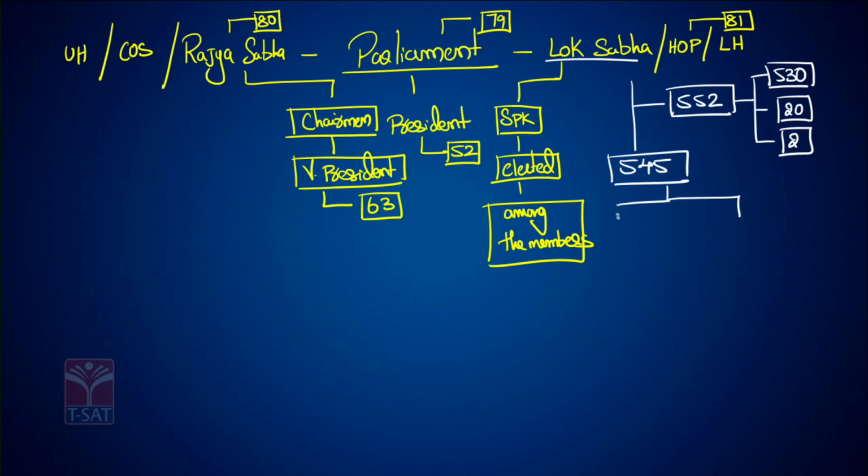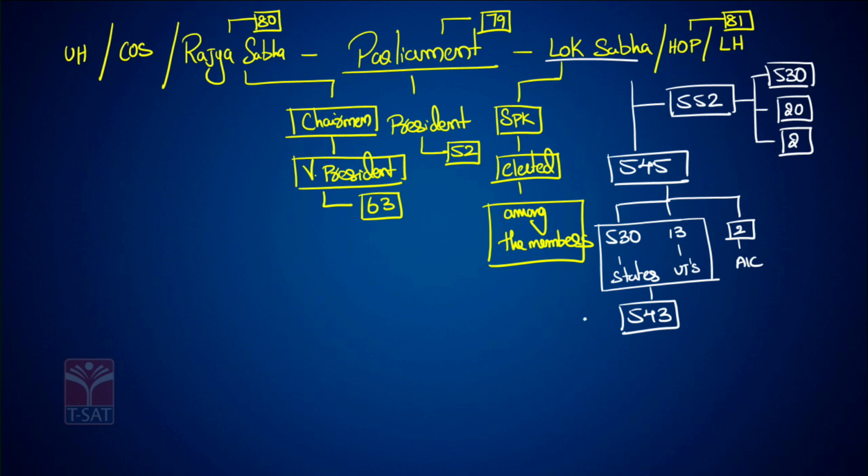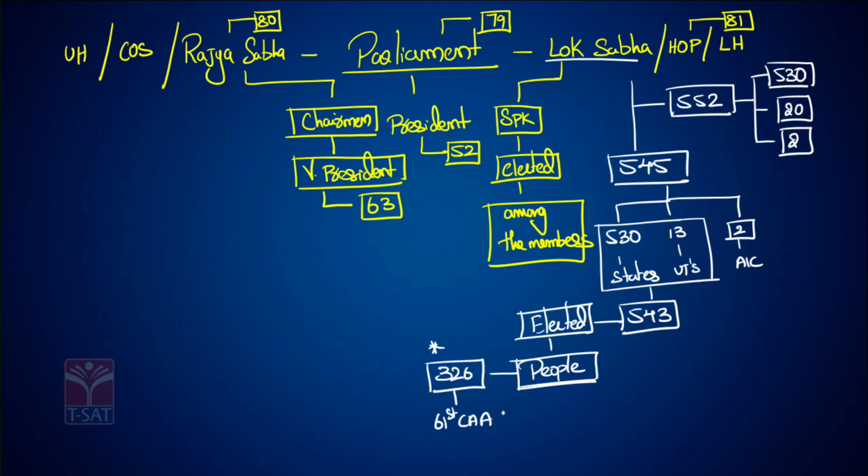Presently, 530 are from states, 13 are from Union territories, and 2 are from Anglo-Indian community. These 543 members, together states and union territories, are elected by people. As per Article 326 of the Constitution, that is the right to vote. 61st Constitutional Amendment Act 1989 has decreased the voting age from 21 to 18 years.